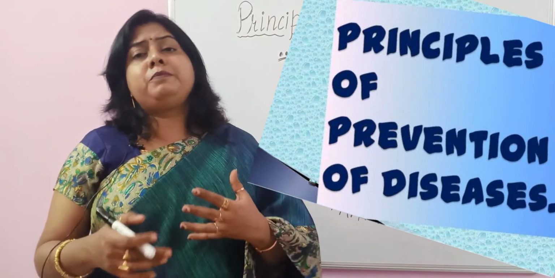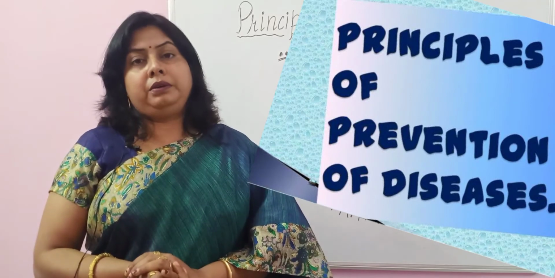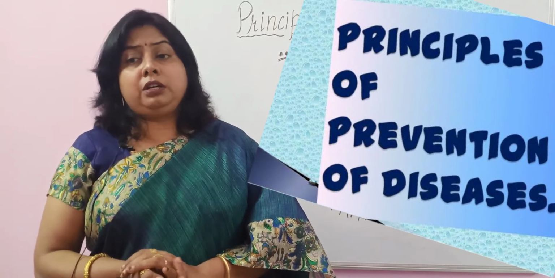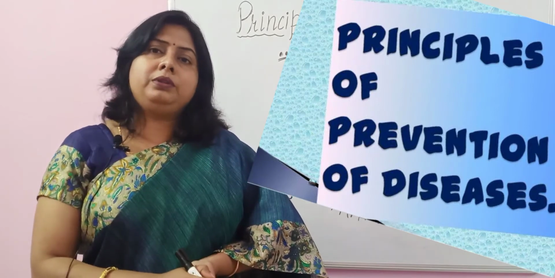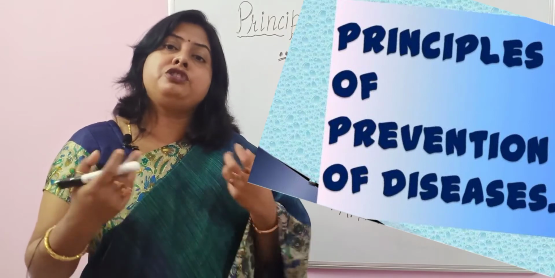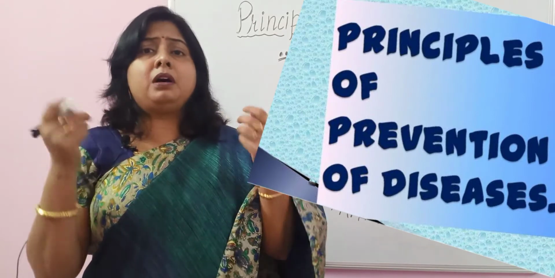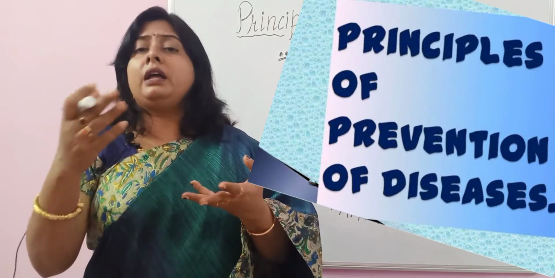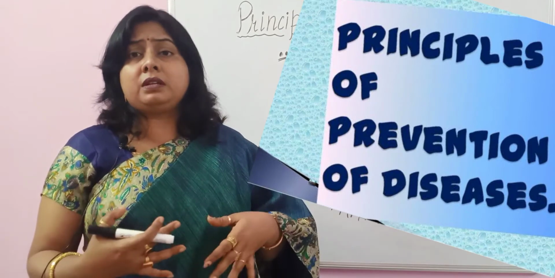Again, the principle of prevention can be a general one and a specific one. The general principles include public health measures. For now, we all know there's no medicine for COVID, so we have to go for the general principle of prevention. How? In the form of wearing the mask, keeping social distancing, and washing the hands frequently, keeping ourselves clean.